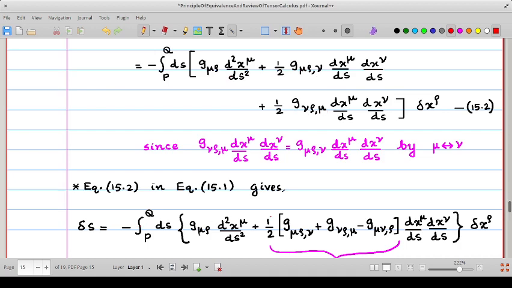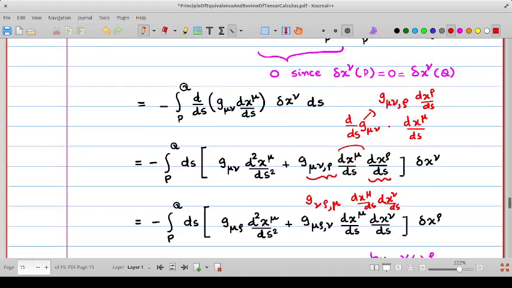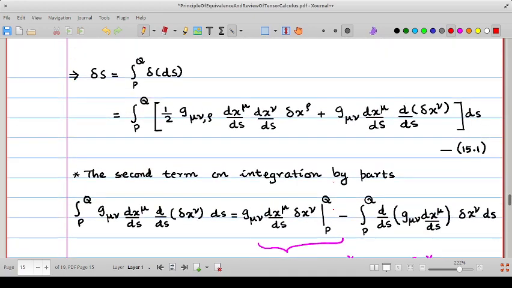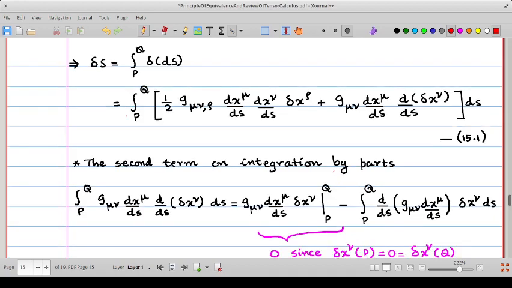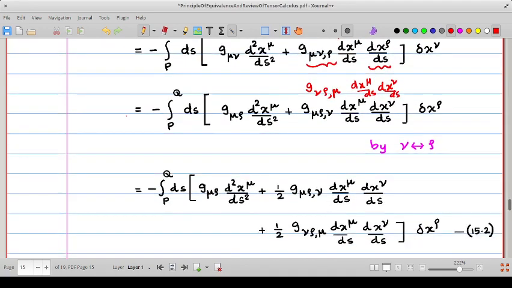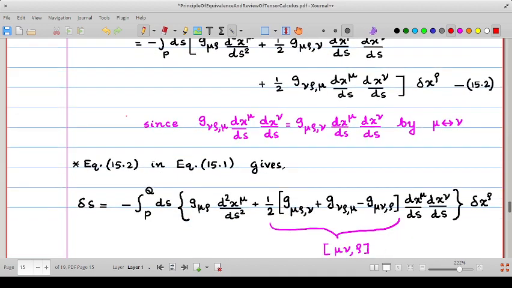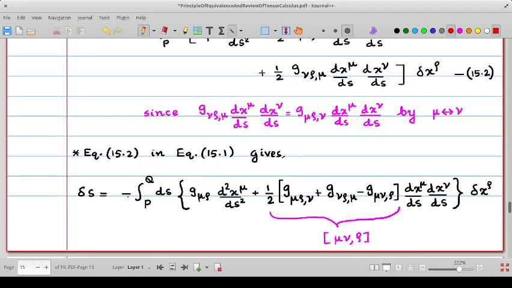But this minus is taken outside, so we have g mu rho comma nu, g nu rho comma mu, and there is this factor coming from this term, which is half g mu nu comma rho. But this comes with a positive sign, and since we have taken an overall minus sign here, this comes with minus g mu nu comma rho.